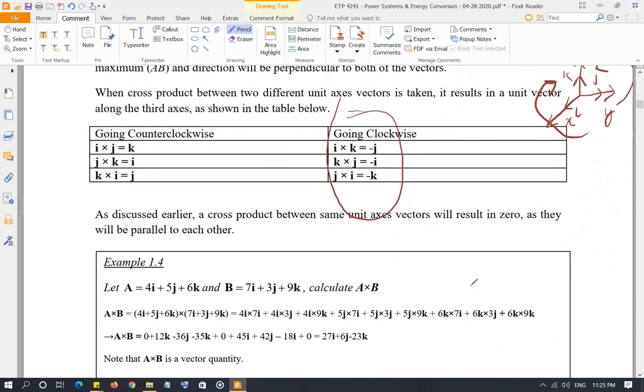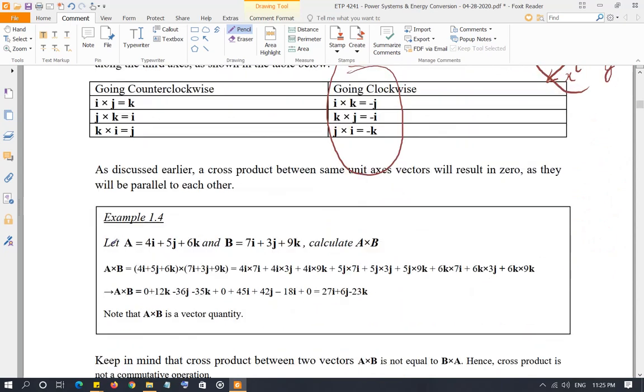Okay, so once we have this, let's do an exercise. We have two vectors a and b, and we have to calculate the cross product between them. So again, you put them together, you perform the same thing: 4i cross 7i, 4i cross 3j, 4i cross 9k, and so on and so forth. And then you look at our table, or just think about clockwise and counterclockwise. So i cross i.